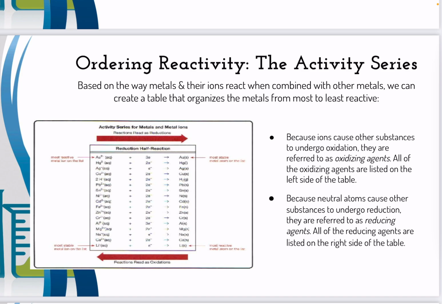It says, because ions cause other substances to undergo oxidation, they are referred to as oxidizing agents. All of the oxidizing agents are listed on the left-hand side of the table. So all of the ions, they're all metals, and metals are always a positive charge. So they're all going to be gaining electrons to become the solid form. Okay, so all of those metal ions are oxidizing agents.